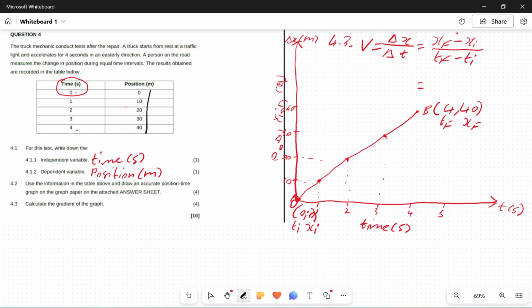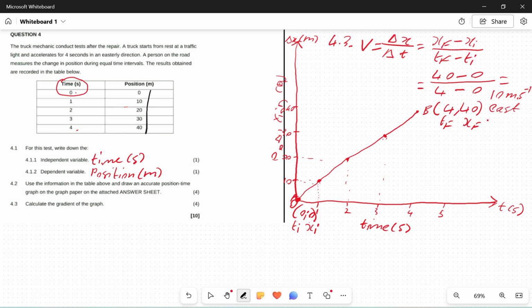Now what are our final values based on this formula? Our final position is 40 minus the initial, which is 0, divided by the final time, which is 4, minus the initial time, which is 0. When we say 40 divided by 4, what are we going to get? We are going to get 10 meters per second. That is the answer. And we can add direction here to say that this is in the easterly direction because it is positive.